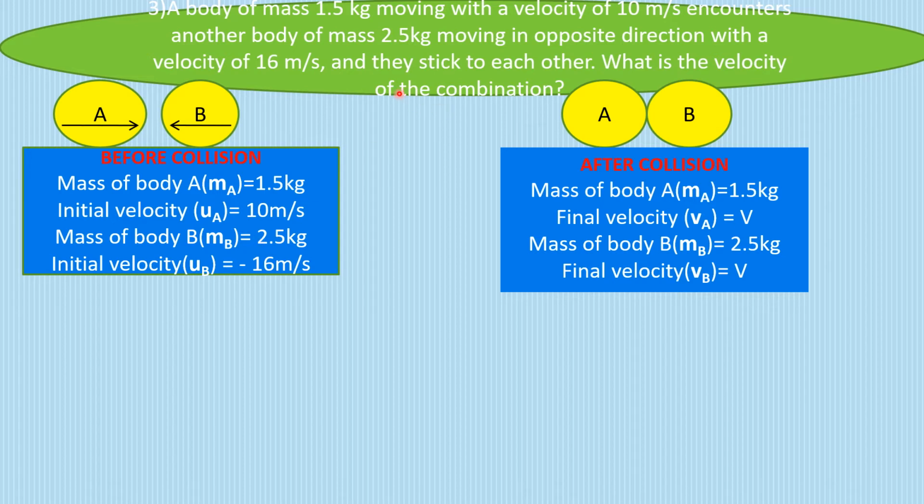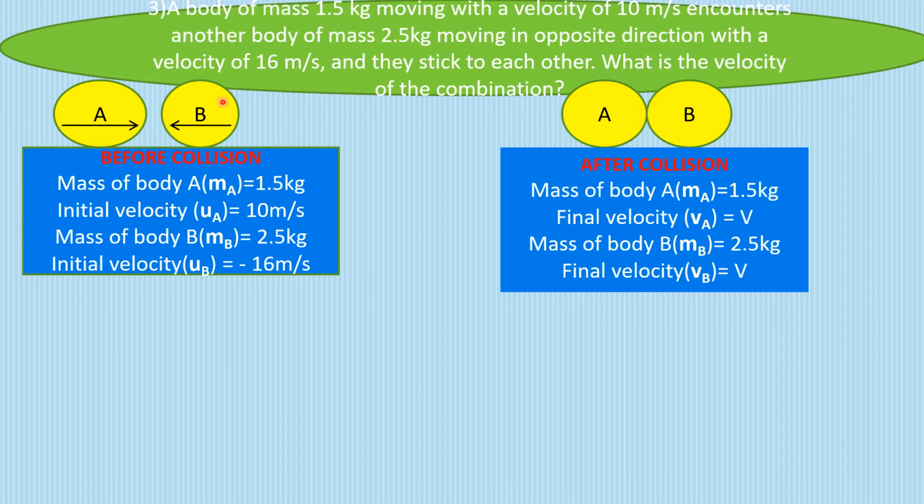Now moving ahead to the question. And then when they encounter each other, right? They were encountering each other because they were traveling in the opposite direction. That means they are coming close to each other, right? So then they stick to each other. This is the situation of sticking to each other, right? They both stick to each other. What is the velocity of the combination?